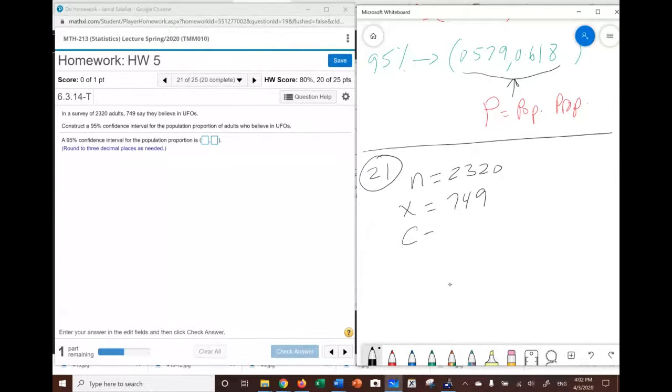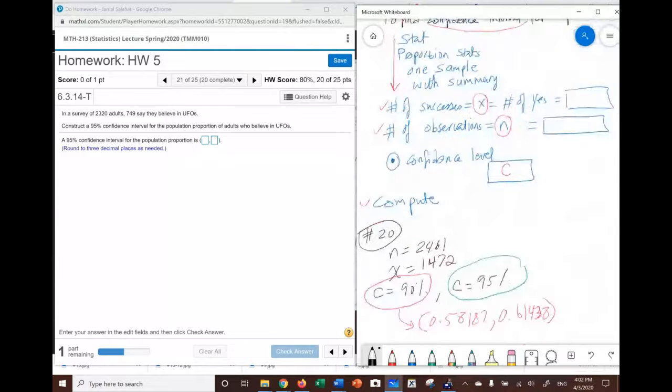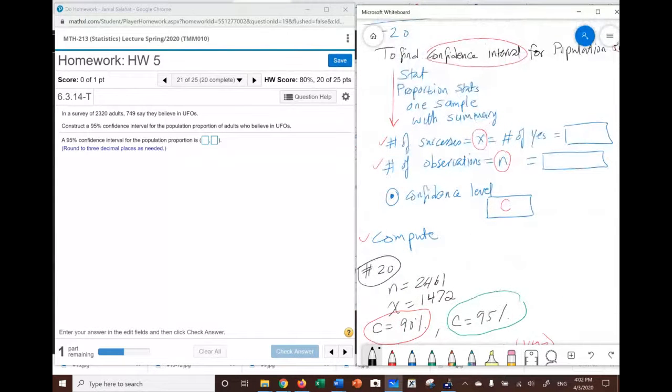So in this case, the confidence level is going to be 95%, and we need to build an interval here. So I go back to StatCrunch, and again, here are the steps that you need to follow for a proportion.